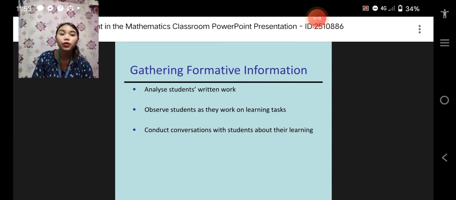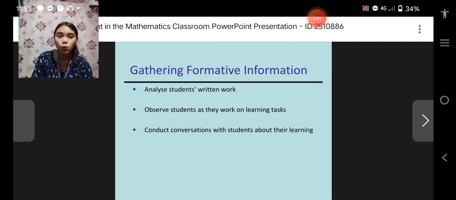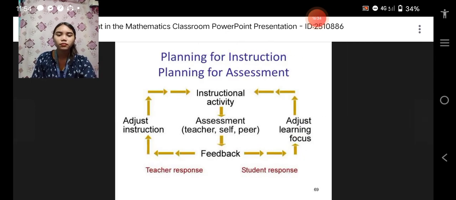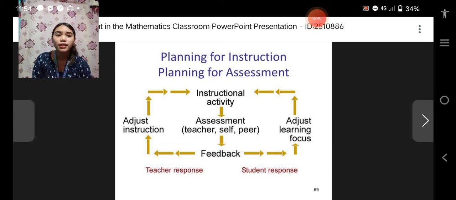Gathering formative information: the first one is to analyze student written work, observe students as they work on learning tasks, and conduct conversations with students about their learning. We also have planning for instruction and planning for assessment. The first one leads the student to learning through instructional activities, and the assessment by teacher, self, peer, and the feedback.